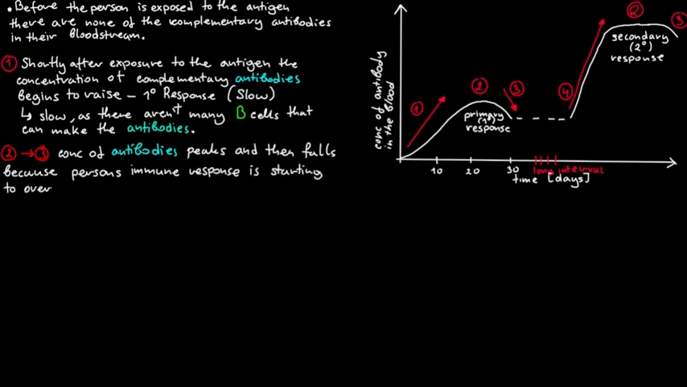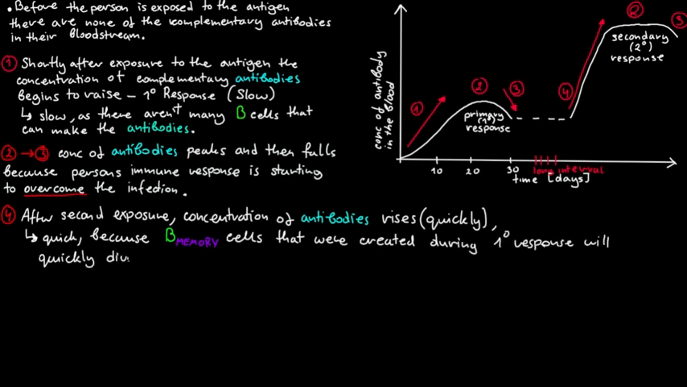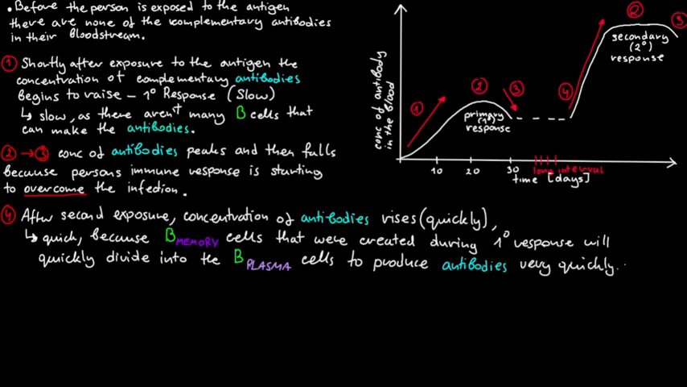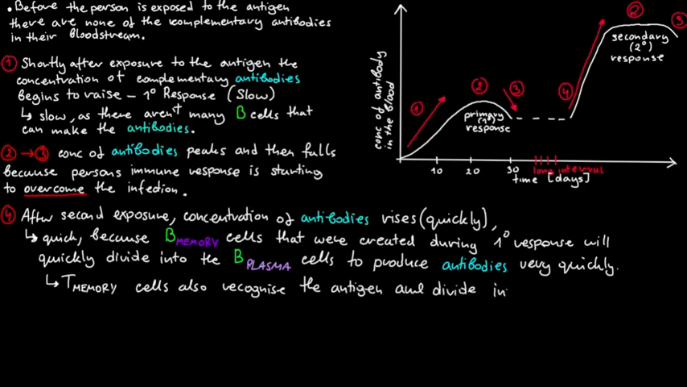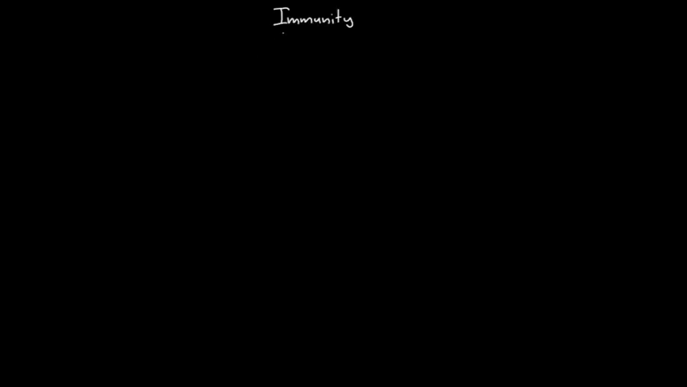When the person is exposed to the same pathogen again, at, for example, day 60, the secondary response happens. The concentration of antibody rises quickly from the moment of the secondary exposure to a peak at about 7 days after the second exposure. This is because the memory cells that were created after the first exposure quickly divide into plasma cells. They will produce the right complementary antibody to the antigen almost immediately. The memory cells also recognize the antigen and divide into the correct type of T cells to kill the cell carrying the antigen. Now we will talk about the different types of immunity.